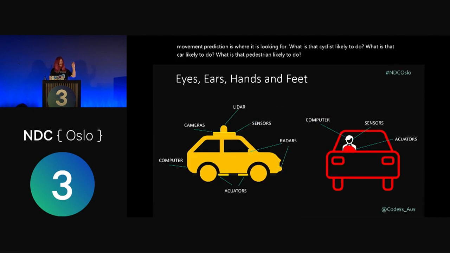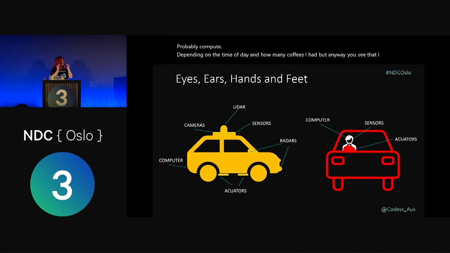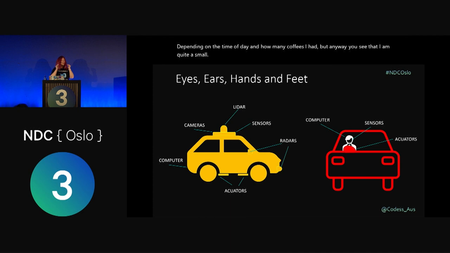So you can see the self-driving car in comparison to me, the human in the car. It has a lot more sensors, radars, probably compute, depending on the time of day and how many coffees I've had. But anyway, you see that I am quite a small thing with limited vision, whereas the self-driving car is not.